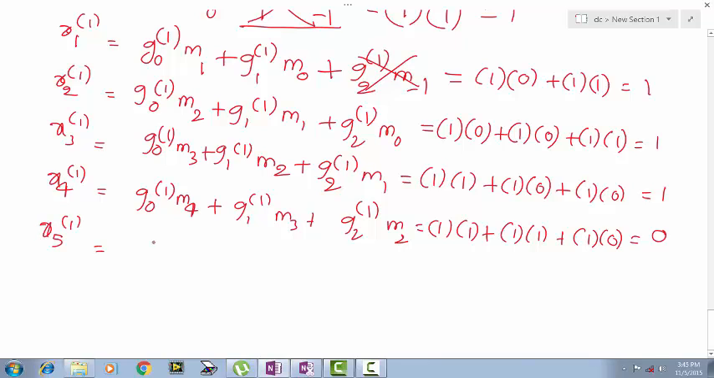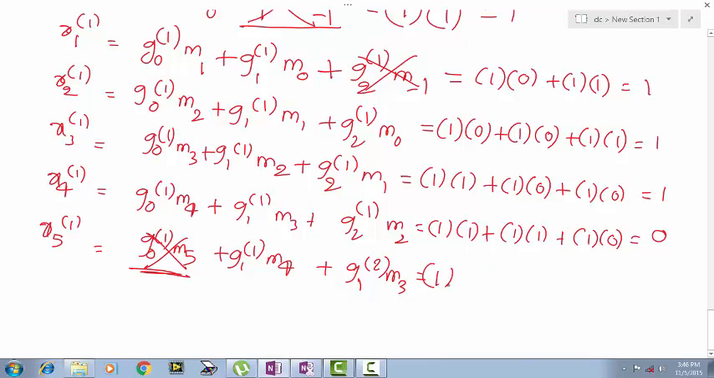x5 of 1. So this will be g0 of 1 m5 plus g1 of 1 m4. Right. Next, g1 of 2 m3. Do we have m5 here? So we don't have m5. We are having m0 to m5, so this term is not there, so only two terms. So g1 of 1 into m4 is 1 plus 1 into m3 is also 1, so the answer is 0.